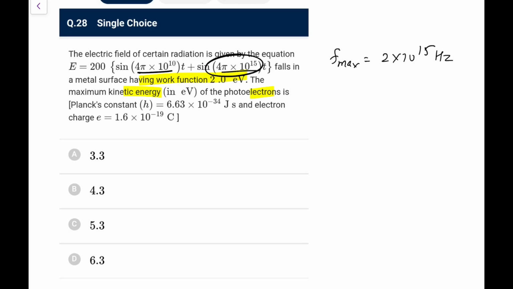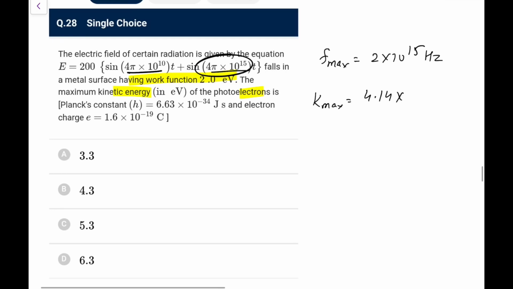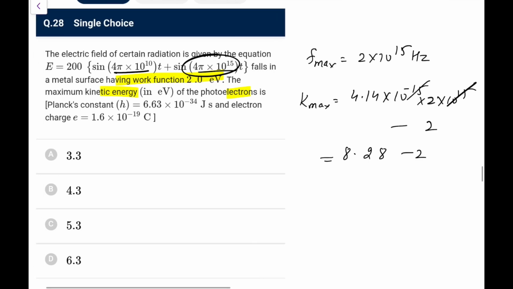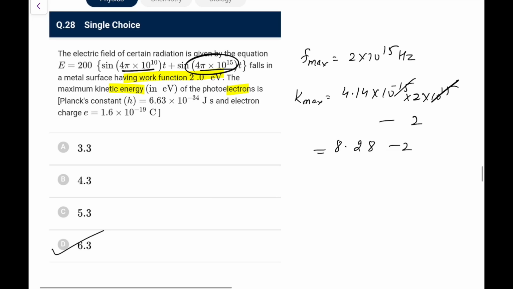So K max I can directly write as h nu, 4.14 into 10 to the power minus 15, since you need it in eV, into 2 into 10 to the power 15 minus this 2. So this is 4.14 into 2, 8, 8 minus 2. So this is coming out as 6.28 or 6.3. This is the answer. I'll put it here. Next one.